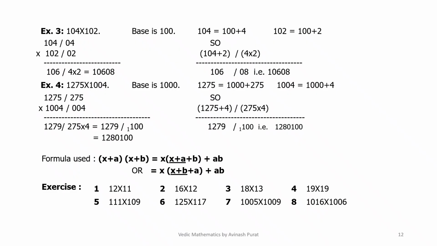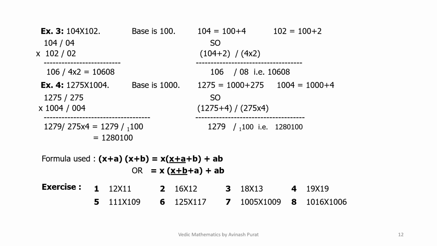1280,100. Again here the formula used is x plus a multiplied by x plus b equals x into x plus a plus b plus ab, or x multiplied by x plus b plus a plus ab.